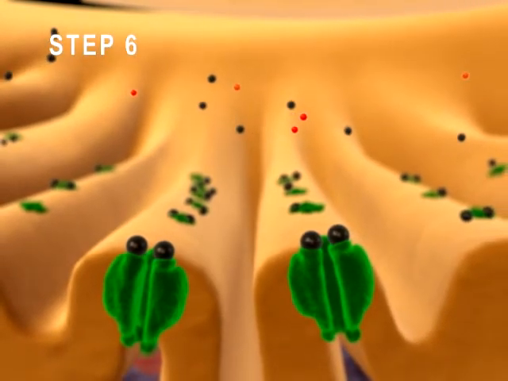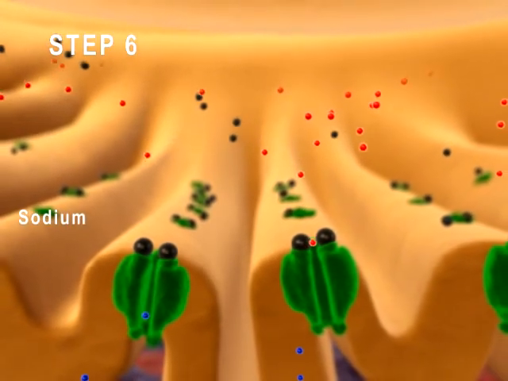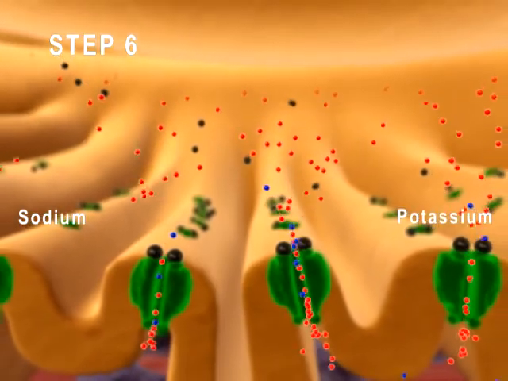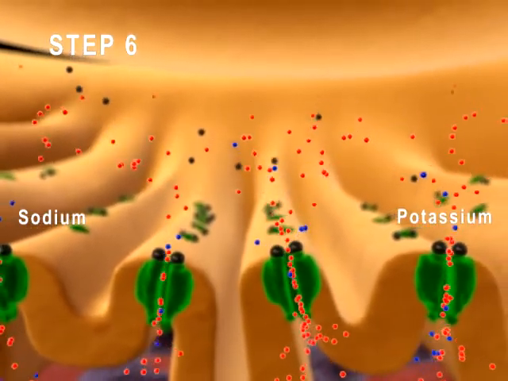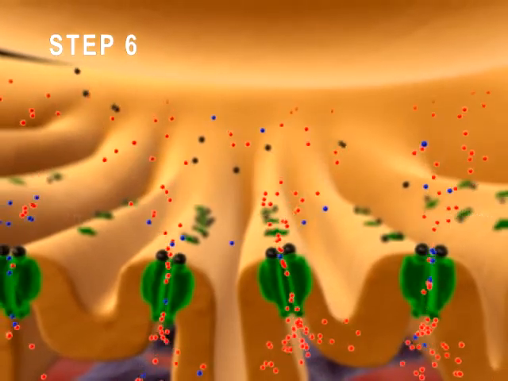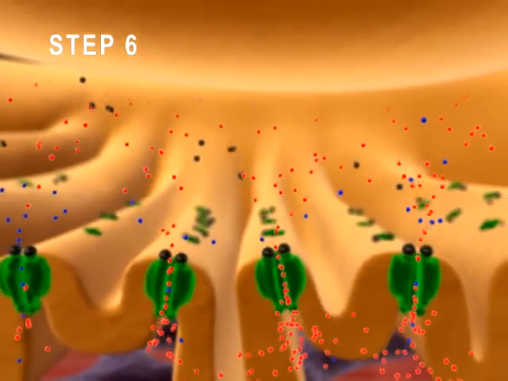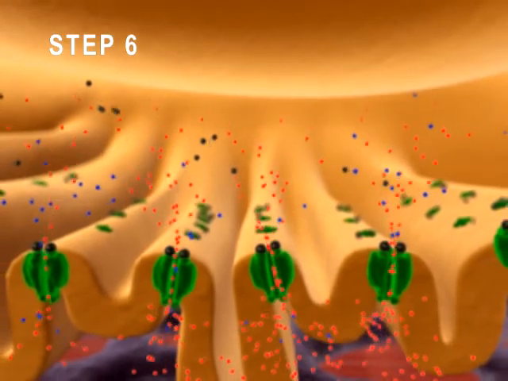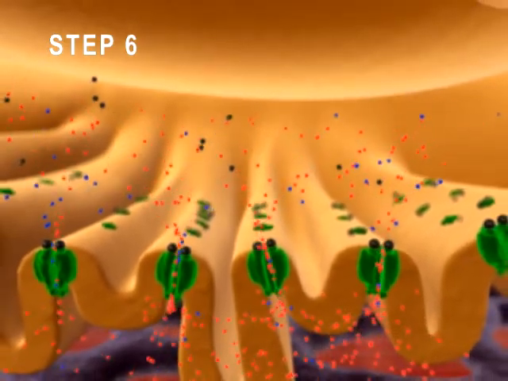Step 6. Sodium ions, shown here in red, enter the muscle fiber, and potassium ions, shown here in blue, exit the muscle fiber. The greater inward flux of sodium ions relative to the outward flux of potassium ions causes the membrane potential to become less negative.